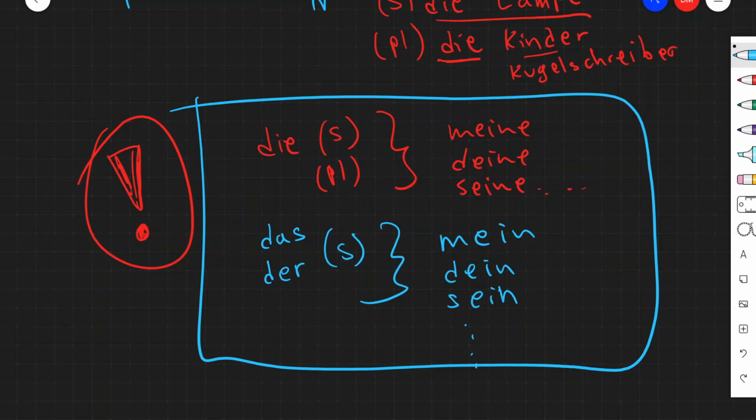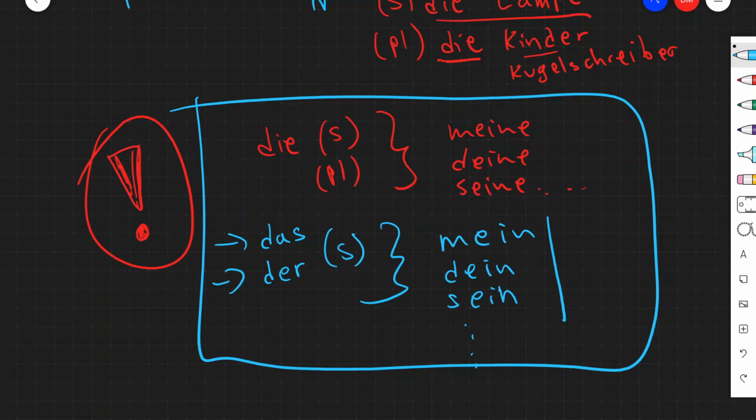So let's recap fast. The article die, whether the noun is in singular or plural, doesn't matter. You add the E to the end of the possessive pronouns. While if the noun is in singular and it has the article das und der, then you drop the E. That's all.